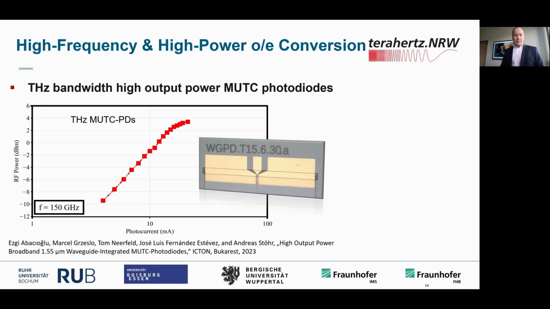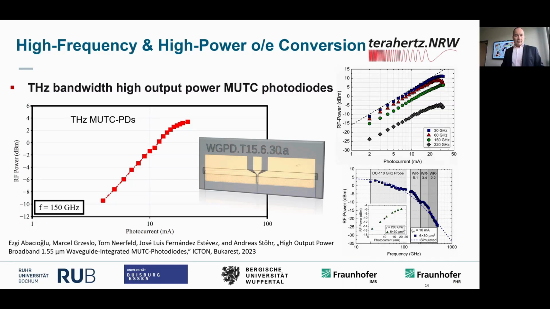And here you see, for example, this is the output power as a function of the photocurrent, basically as a function of the optical light intensity. And we see we can reach here several milliwatt of output power from a single die. The next question is, of course, to what frequencies can we use it?